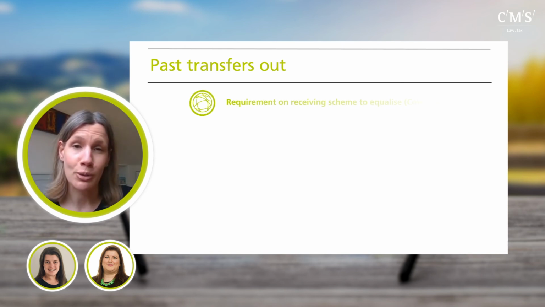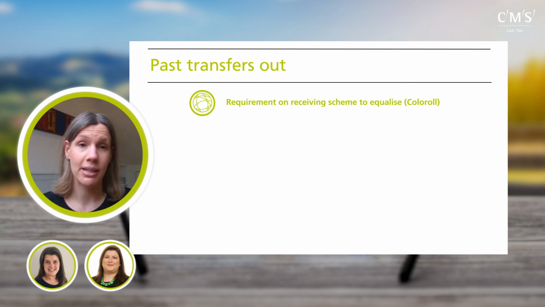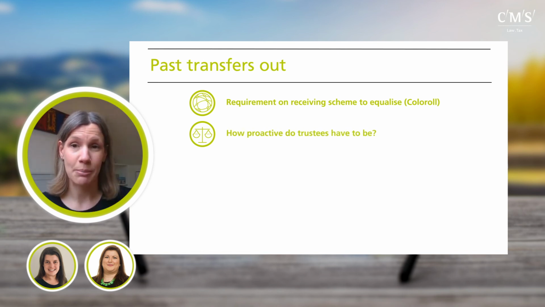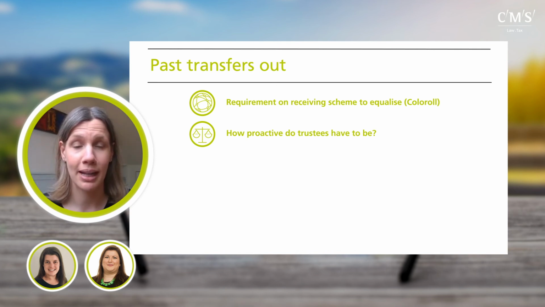So we already knew, of course, that receiving schemes had to provide equal benefits following Barber roll in the 90s. But what Lloyds III tells us now is that where past transfers have been made on a statutory basis, so under the Pension Schemes Act 1993, but unequalised, then trustees won't have received a statutory discharge. And that means they have to consider, with some degree of proactivity, how they could reasonably address that. And it's no longer acceptable to just wait for a member to claim.